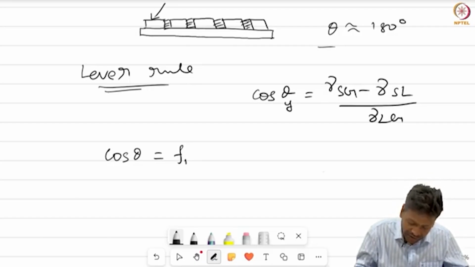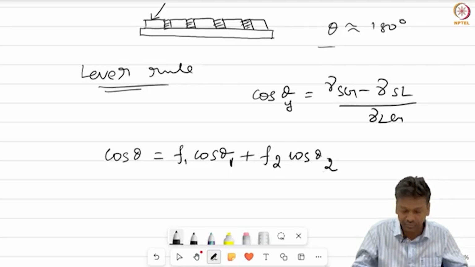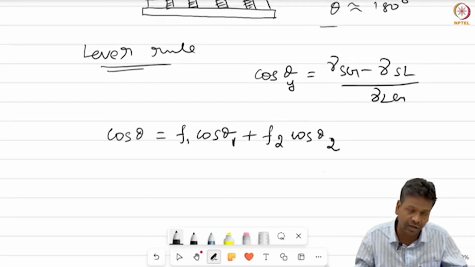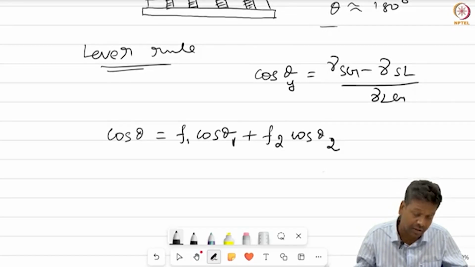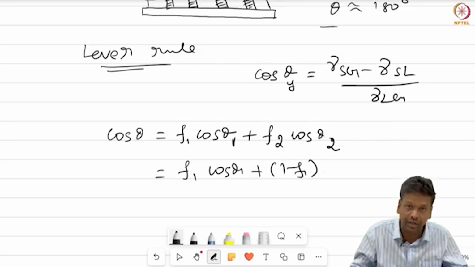molecule, which is F1 multiplied by cos theta 1, right, because this theta corresponds to the type 1 surface. Then you can say F2 cos theta 2, okay? Because for brevity, we are only considering two kinds of surfaces, right? One is the air pocket itself, another one is a type 1 surface. So in this way, you can also simplify this equation, that is nothing but F1 cos theta 1 plus 1 minus F1, right?